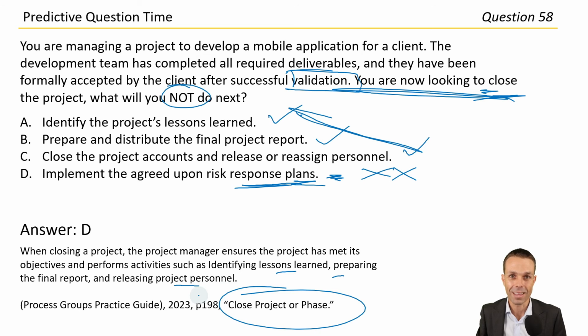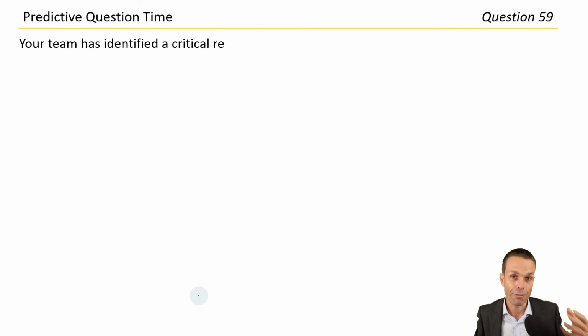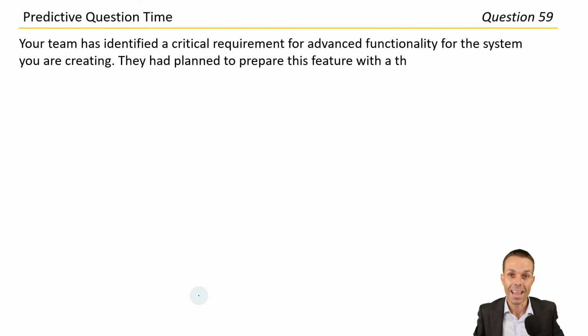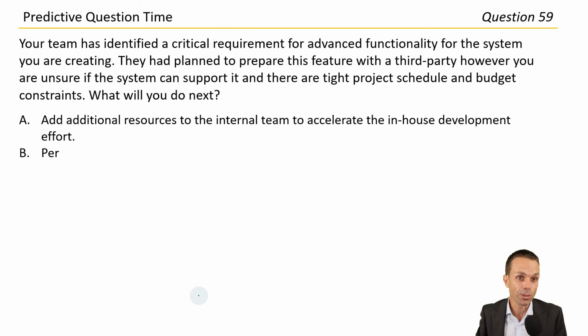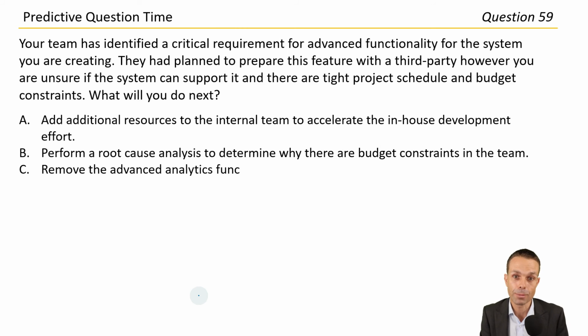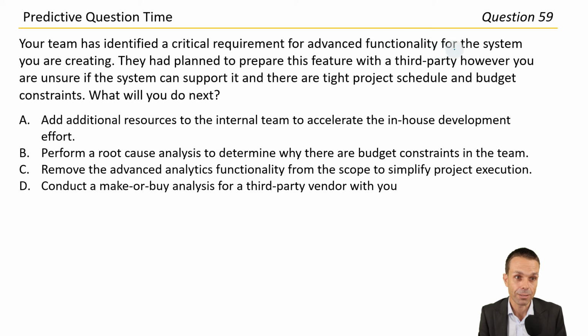How did you guys go with that? The closing process, very handy to know. Now we've got 2 to go in this little section. You're doing a fantastic job. Your team has identified a critical requirement for advancing functionality of the system that you're creating. They had planned to prepare this feature with a third party. However, you're unsure if the system can support it, and there are tight project schedule and budget constraints. Of course, as always, what are we going to do next?